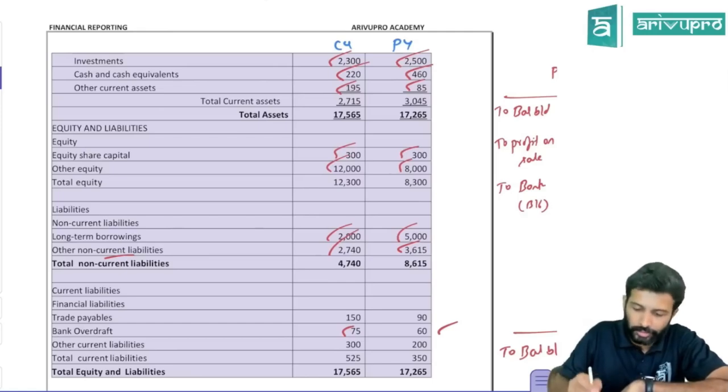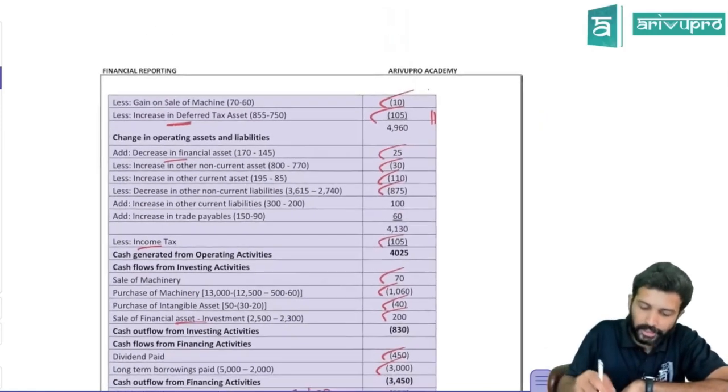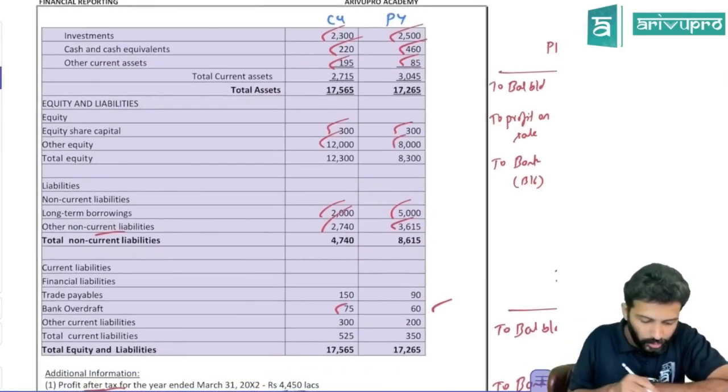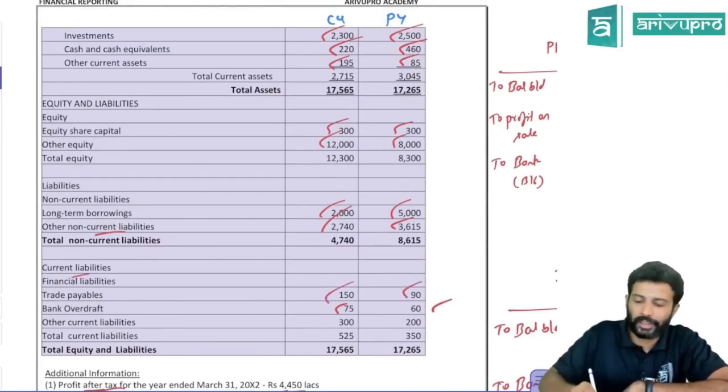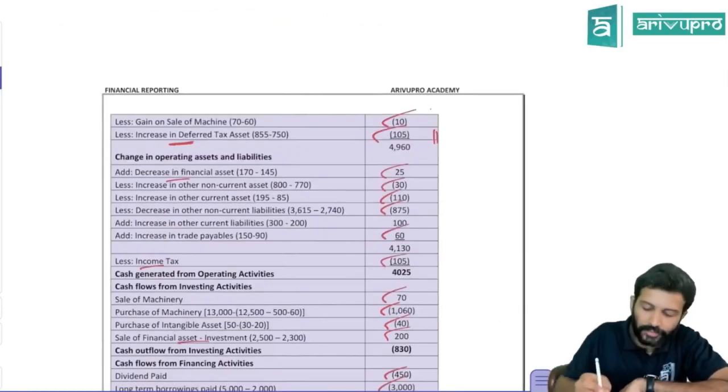Reduction means negative. So have they reduced 875 under working capital changes? Yes. Okay, next, come to financial liability. Trade payable from 90 has become 150. So increase by 60. Increase in current liability means plus. So I have added 60.